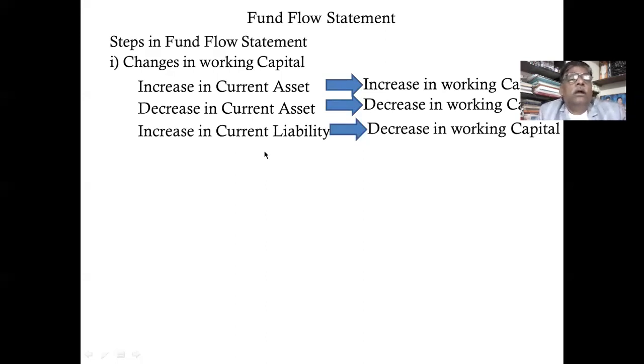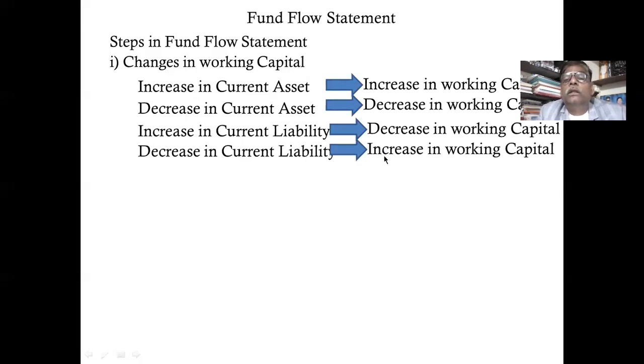Okay, and decrease in current liability leads to increase in working capital. Remember these two. So in case of current asset, there is a direct relation: increase, increase, decrease, decrease. But in case of current liability, increase in current liability, decrease in working capital. Decrease in current liability, increase in working capital. First statement we have to prepare. Okay, this is the first statement.